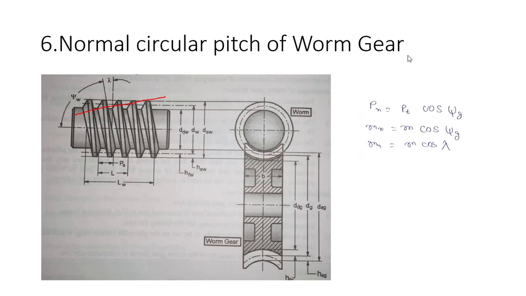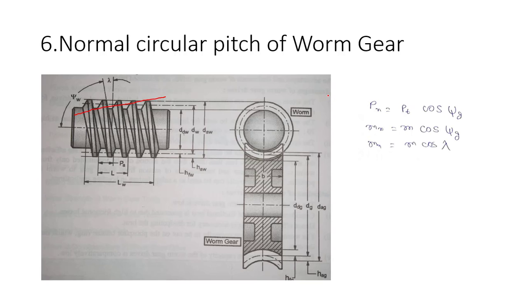And in the same way, since this is a circular pitch, we can put pi m instead of circular pitch, so we get mn is equal to m cos psi g. We know that in our previous lecture we already discussed that psi g is equal to lambda, the lead angle, so we can put lambda instead of that. So mn is equal to m into cos lambda.